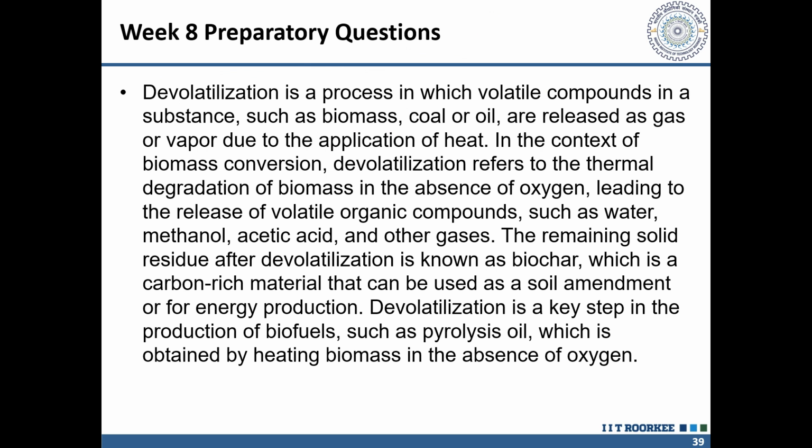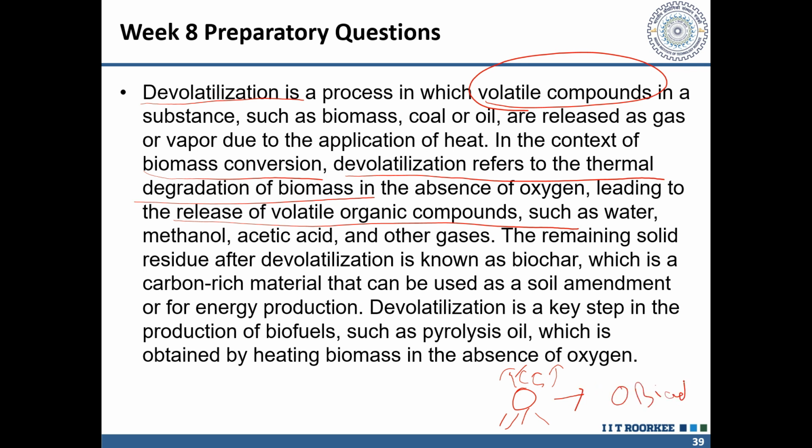First we will understand devolatilization more. It is a process in which volatile compounds in a substance such as biomass or coal are released. When we consider biomass conversion, devolatilization refers to thermal degradation of biomass in the absence of oxygen, leading to the release of volatile organics such as water, methanol, and acetic acid. We just heat the biomass, and some volatiles are removed from it. This is known as devolatilization. In this process, what results is biochar. So this is a process to convert biomass to biochar.